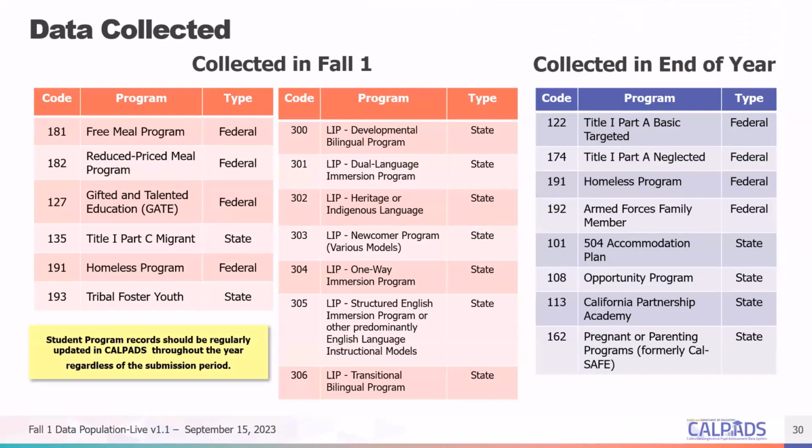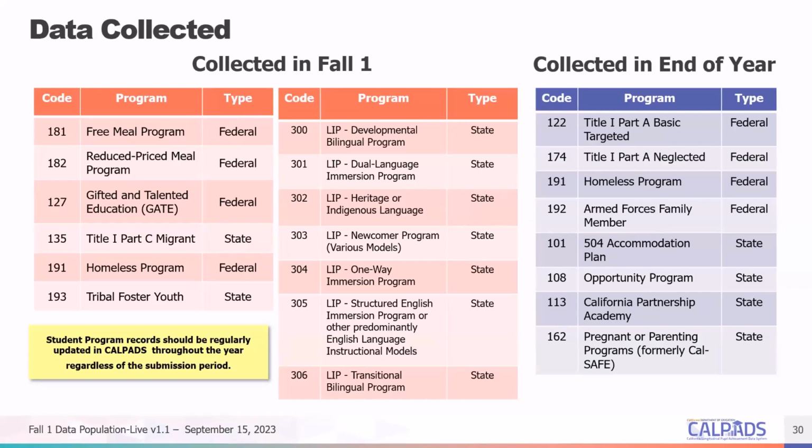This slide lists all the program codes that are collected throughout the year. Some programs are collected in Fall 1 or in the end of year. You are both able and encouraged to submit your program records on an ongoing basis throughout the year, as it is important to report and update students' eligibility or participation in CalPADS as soon as that information is available. Identifying the various program eligibility and participation allows for students to receive additional services.